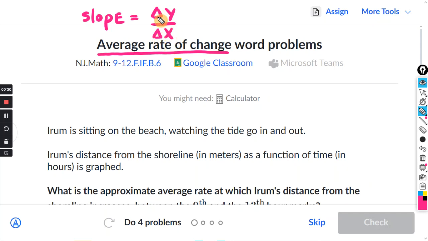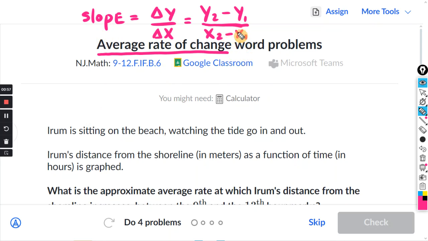Okay, that little triangle is a Greek letter delta. That means change in. So what do we mean by change? We mean the difference. So change in y, you just subtract the y's: y2 minus y1. And then the change in x, that's just x2 minus x1. All right, so when we say the rate of change, we're just referring to the slope.